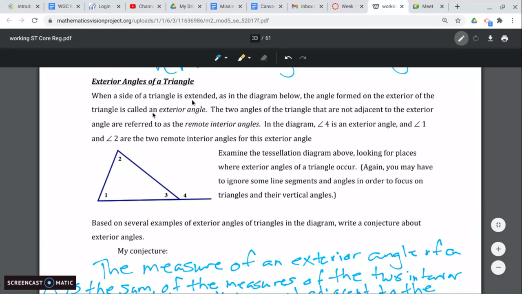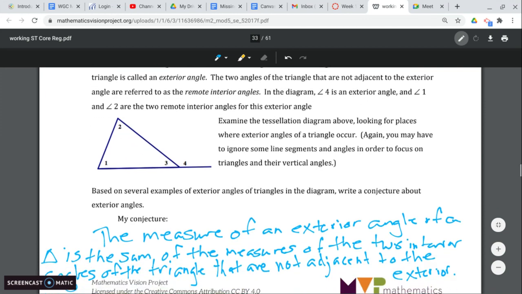Exterior angles of a triangle. When a side of a triangle is extended, as we can see here, this side has been extended, the angle formed on the exterior of the triangle is called an exterior angle. The two angles of the triangle that are not adjacent, adjacent meaning next to, so angle 3 would be the adjacent angle, are referred to as the remote interior angles. Remote islands are far away and isolated. They're by themselves. They're distant. So you can use that to help you think about it: these two are the furthest away from the angle on the outside. In the diagram, angle 4 is an exterior angle, and 1 and 2 are the two remote interior angles.